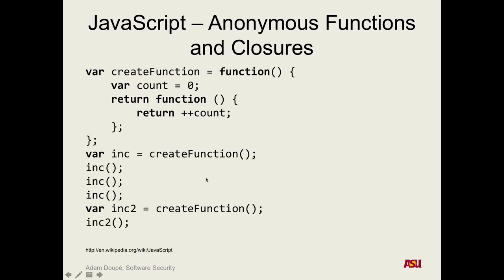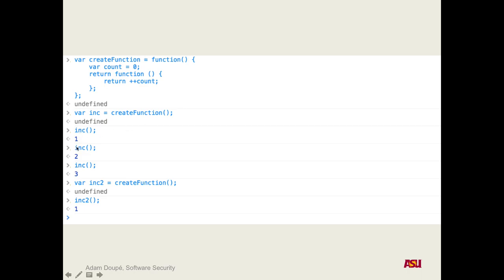One. Okay, cool. So essentially the idea is this count variable, right? When I return this function, this count variable references this variable here, right? But when I call create function again, it creates a new version of the count that the function returned from create function references. Yay, 1, 2, 3, 1. Perfect, look at that.